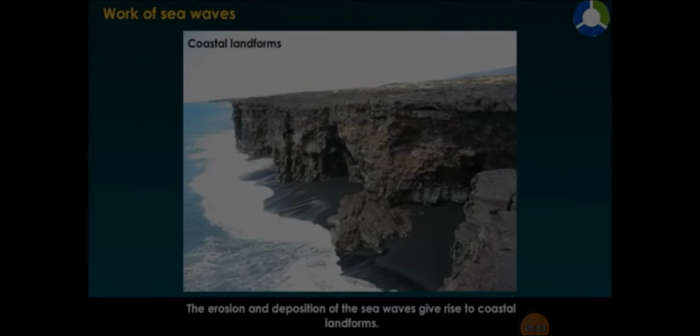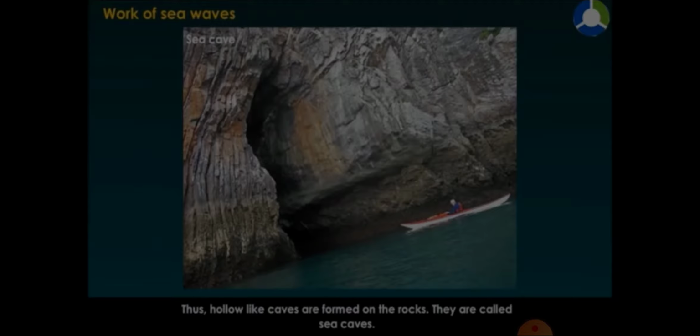Erosion and deposition of the sea waves give rise to coastal landforms. Sea waves continuously strike at the rocks, cracks develop, and over time they become larger and wider. Thus, hollow-like caves are formed on the rocks. They are called sea caves.